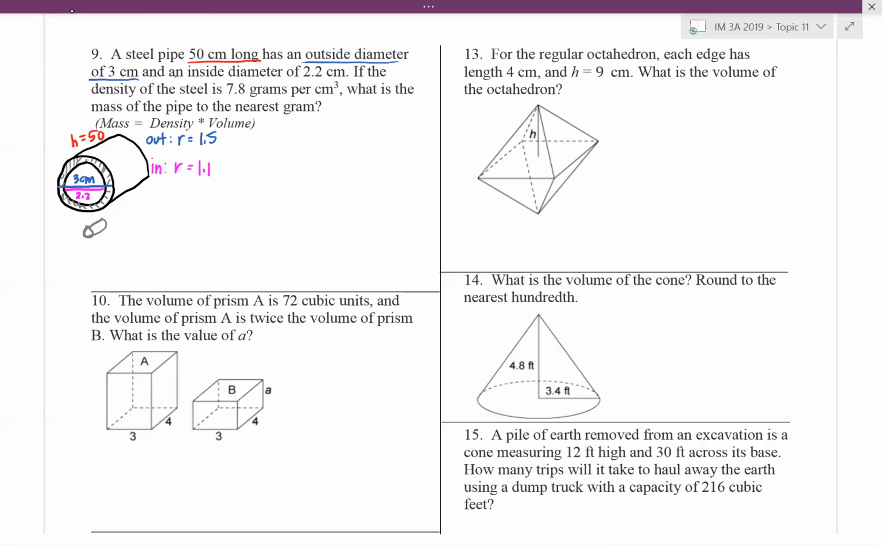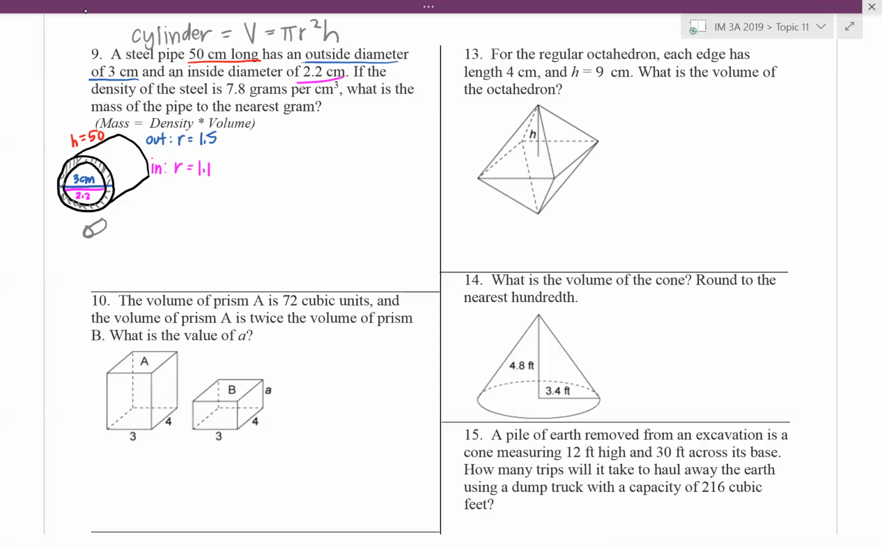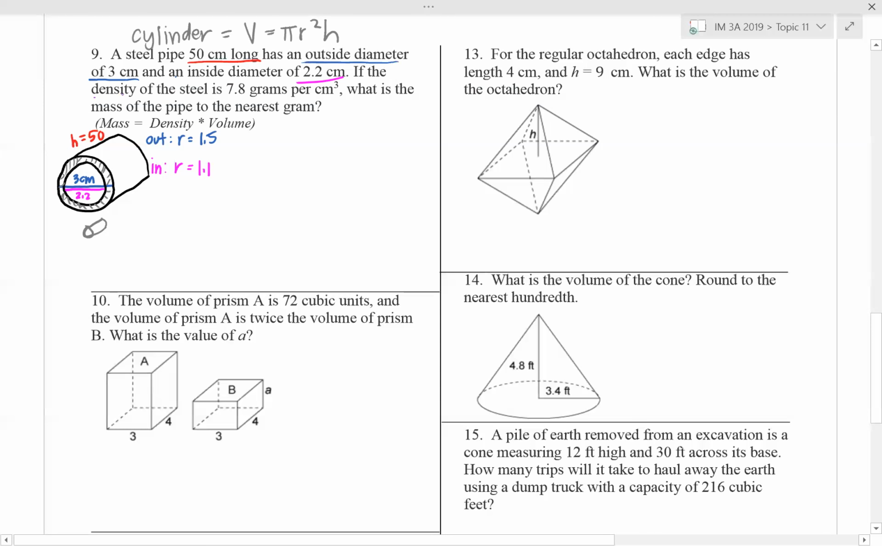Okay, so since they're both cylinders, we're going to use the volume formula on the front, which is V equals pi r squared h. So we already know r and h for each piece because it's all 50 centimeters long. Then it's asking us to find the density. Oh no, sorry, it's not asking us for the density. They're telling us the density of steel is 7.8 grams per cubic centimeter. They want us to find the mass of the pipe using the formula mass equals density times volume.